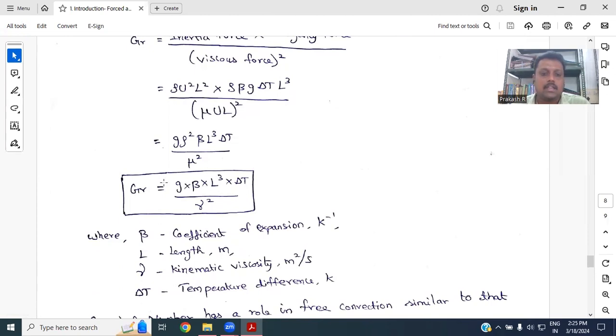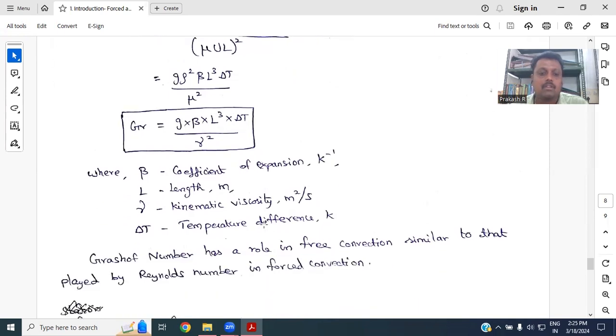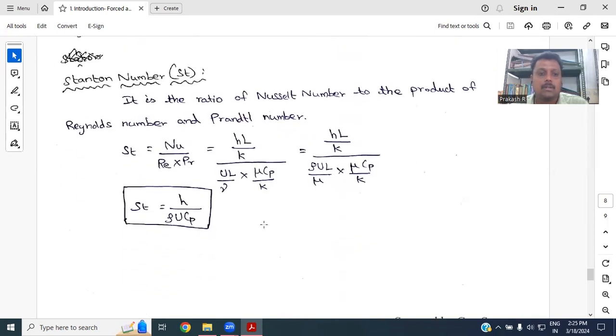So this is the equation when we are solving problems on a flat plate. When we are solving problems on a circular tube, instead of L we need to substitute the term D, that is the diameter of the tube. Therefore, Gr is equal to g into beta into D cube into delta T divided by gamma square is the equation of the Grashof number when we are solving problems on circular pipes.